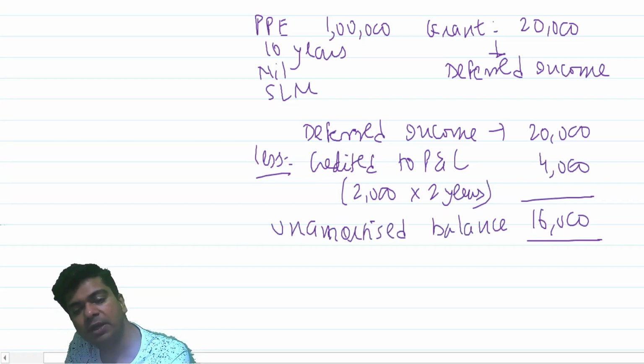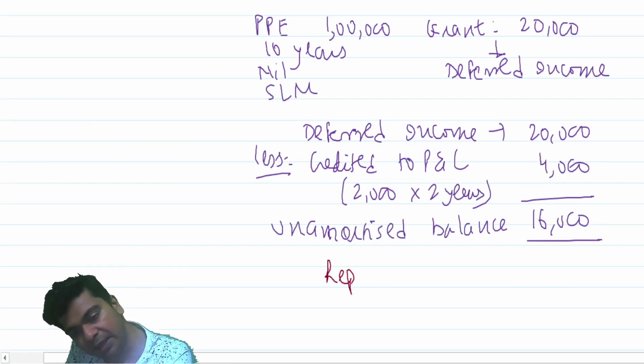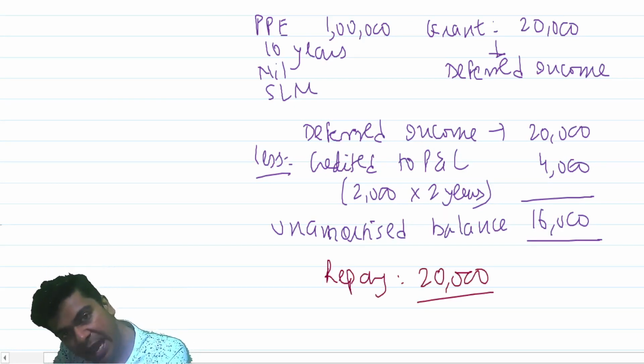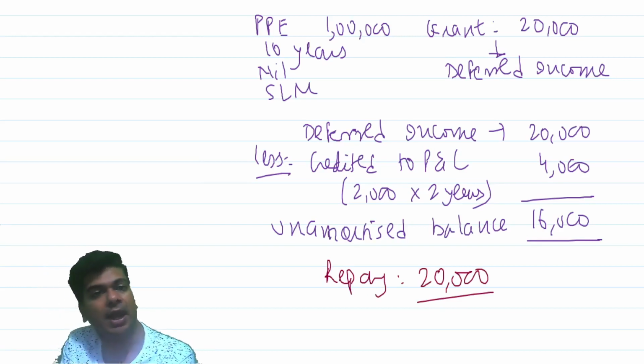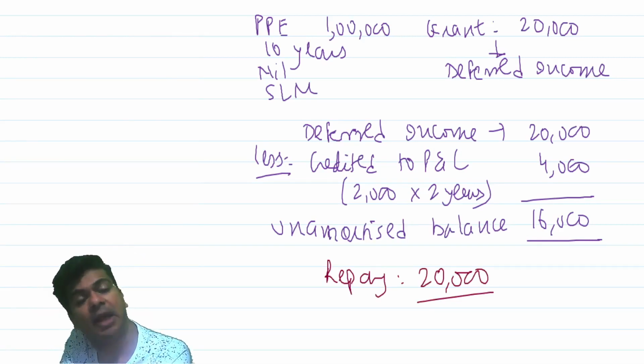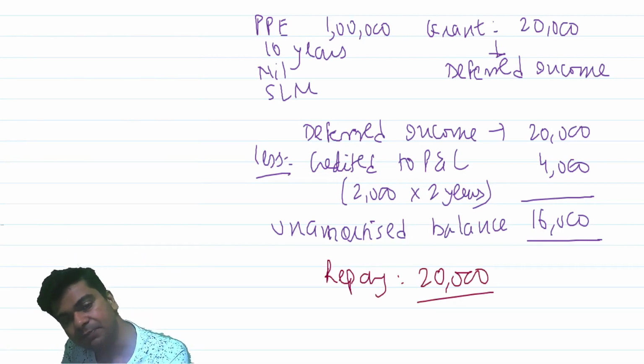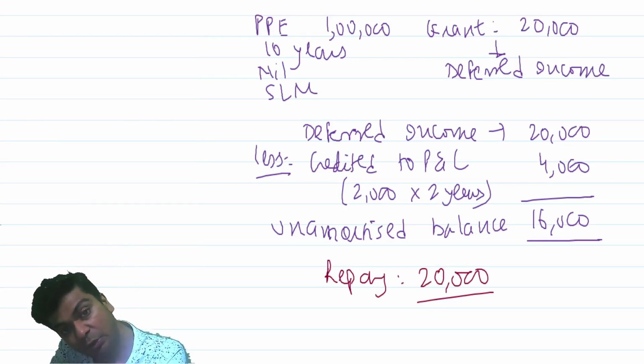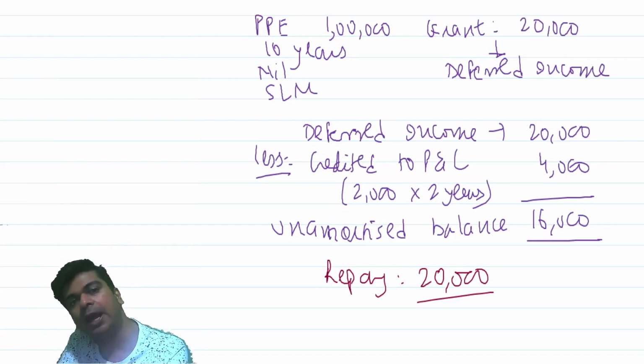And now the government is saying that you will have to repay the entire government grant of 20,000. This time this 20,000 cannot be added to the cost of the asset. I can add it to the cost of the asset only if it was deducted from the cost of the asset in the first place. This time I have not deducted the government grant from the cost of the asset. Rather, I have treated the government grant as a deferred income.